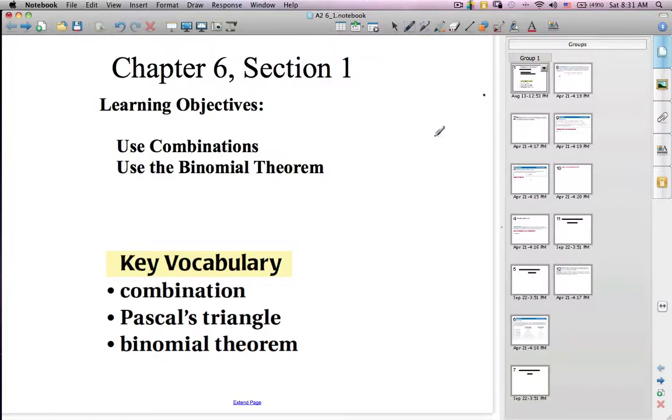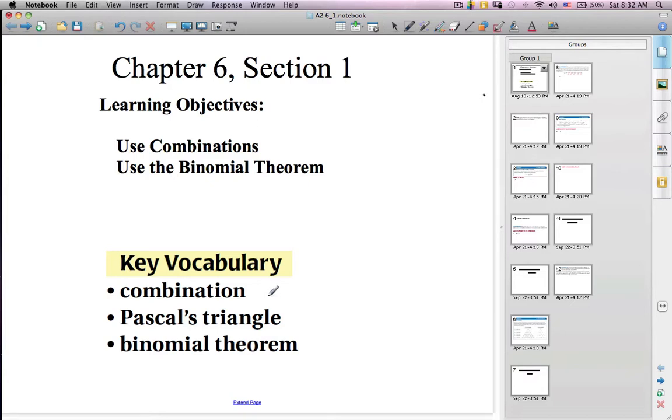So in chapter 6, we're going to be working with combinations, permutations, and binomial theorem. 6.1 is going to deal with combinations and the binomial theorem, and we're going to continue this chapter in studying data analysis and statistics.